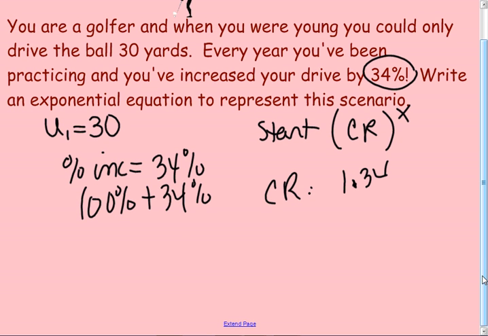On the bottom, is that 100%? That's 100%. Because you get the 30 yards you started with. You don't lose those 30 yards. So you have 100% of that, and then you increase your distance by 34%. So it's 1.34. So what's the equation?